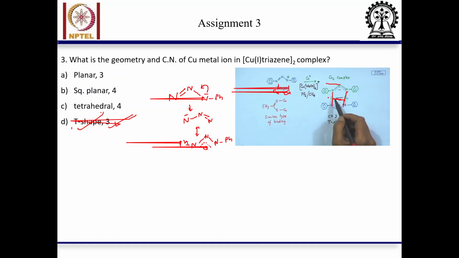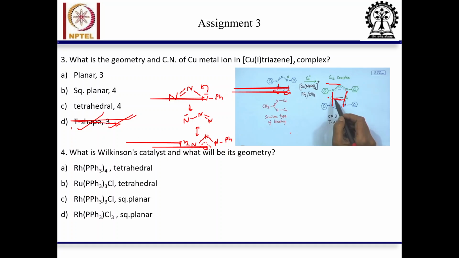Okay, I think this will clear your doubt. What is the geometry and coordination number of the copper metal ion in Cu1 triazine 2 complexes? Here we have Cu2 and triazine 2. This is the way it binds, and the shape is T shape. This is in lecture number 7.